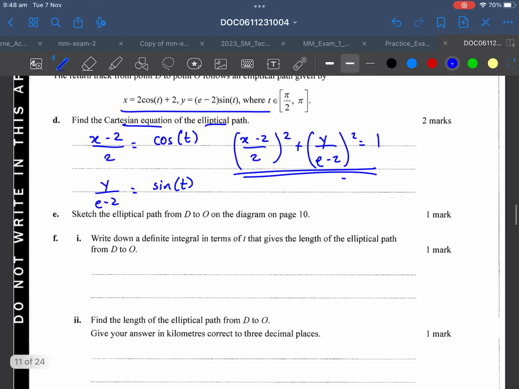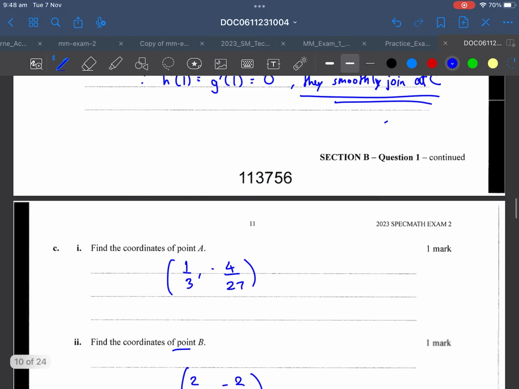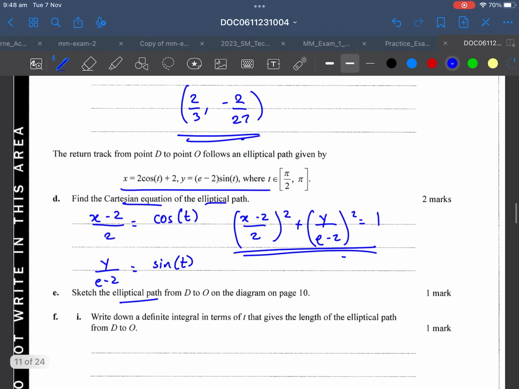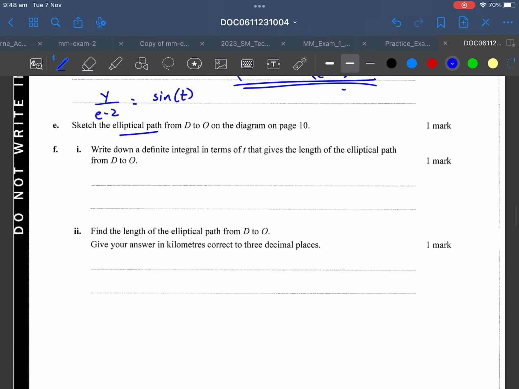So that's done. Sketch the elliptical path from D to O on the diagram on page 10. So right here we'll have to sketch like that. However, it's going from D to O, so the arrow will be the other way around. Okay, so that is done. Write down a definite integral in terms of t that gives the length of the elliptical path from D to O. So integral from pi on 2 to pi, and arc length formula now.